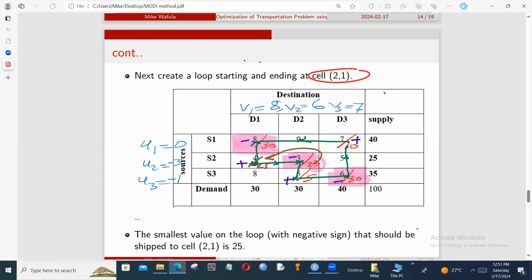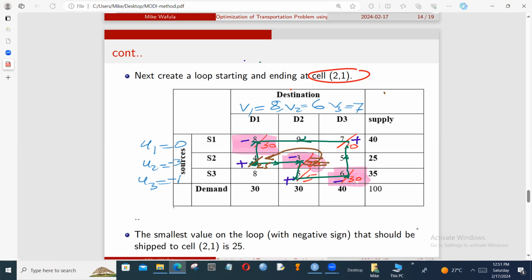So 25 is now going to be awarded to this particular cell. We are going to move them from here, so that this is going to be a cell that eventually lacks units. It's going to be one of the cells that is now unallocated. Now, when we ship the 25 to this particular cell, because this cell has a positive sign, any other cell that has a positive sign in those corners, we also award it 25. We award the figure that we have shipped.